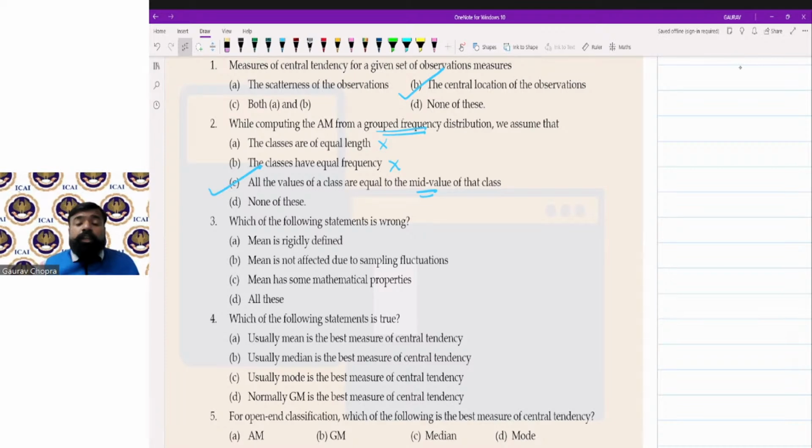Now let's say we are having 1,000 observations, and out of 1,000 we are selecting 10 numbers. That 10 numbers will give a different mean. Next time we again select 10 numbers, that will also give a different mean. So every time we take a sample, the mean will change. So mean gets affected due to sampling fluctuation. So answer will be option number B.